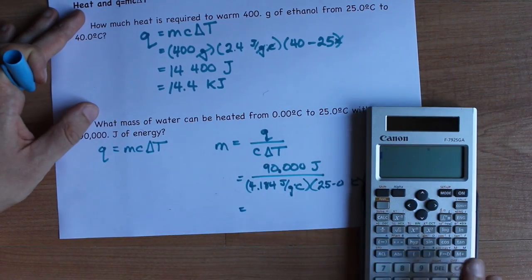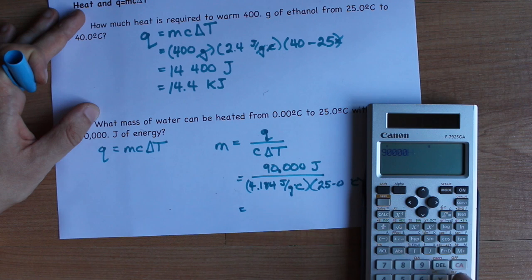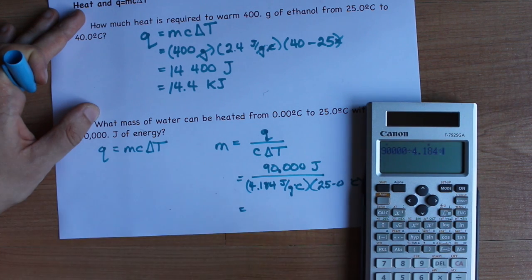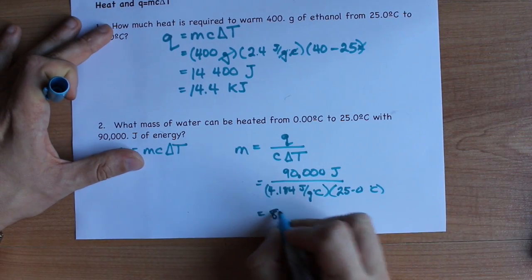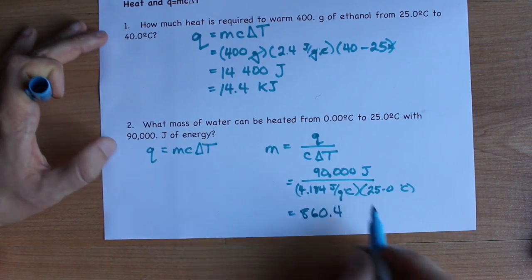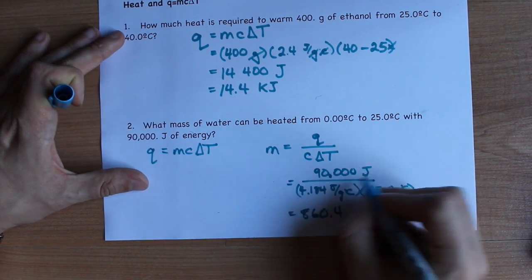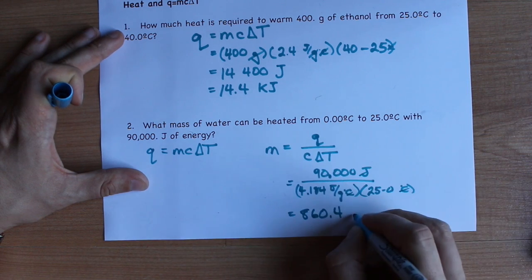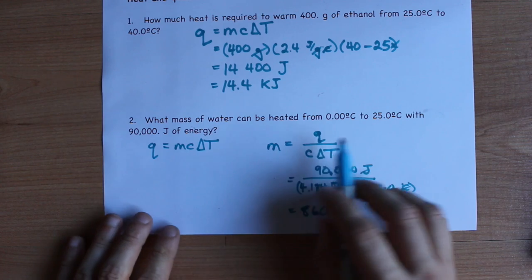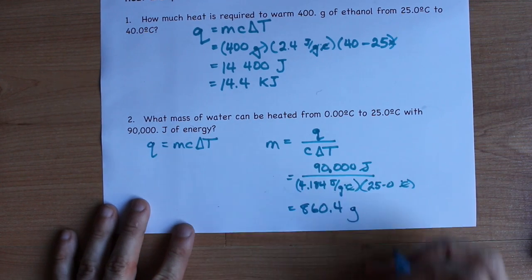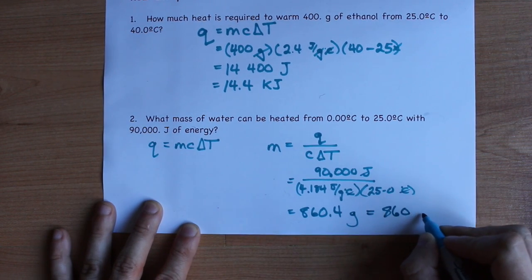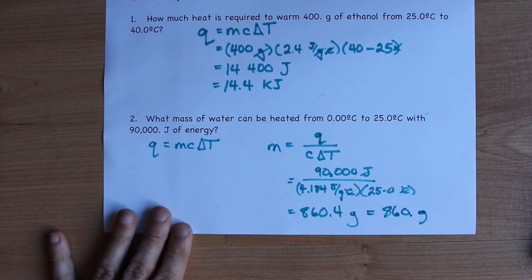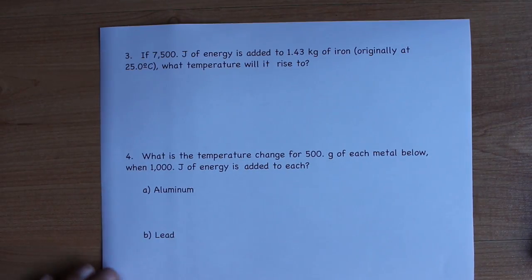So, on the calculator, 90,000 divided by 4.184, also divided by 25. That is 860.4. Now, we wanted mass. Joules cancels with joules, degrees Celsius with degrees Celsius. This is in grams. And because we only have three significant figures in this number here, we need 860 grams as our final answer. Cool. It's just Q equals MC delta T. We've got a couple more of those for you.